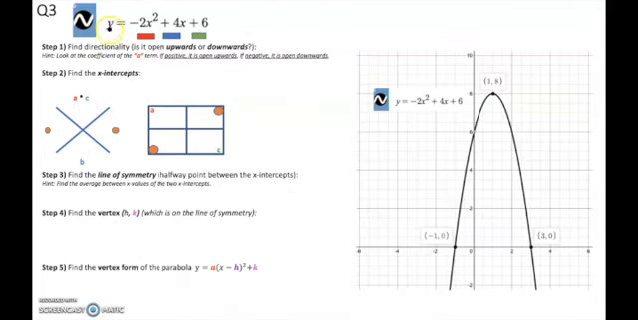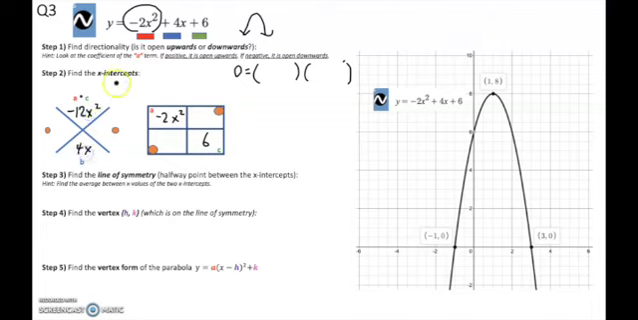For this last equation, we have y is equal to negative 2x squared plus 4x plus 6. So our directionality, looking at our a term, we know it's going to be open downwards because of the negative 2, as you can see. Our x-intercepts, let's place 0 for y and figure out what the factors are. So our a term is negative 2x squared. Our c term is 6. A times c will be negative 12x squared. And our b term is 4x.